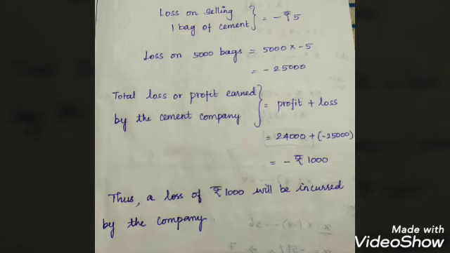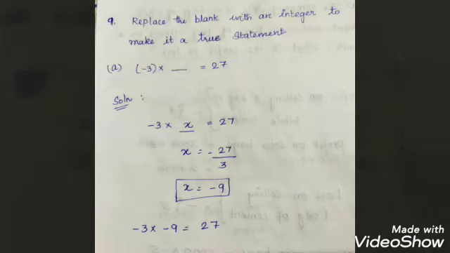Is that clear? The total profit or loss means we have to add. So 24,000 plus minus 25,000. What will you get? Minus 1,000, which means 1,000 rupees loss, because the answer we got is negative. Negative means loss. So 1,000 rupees loss.